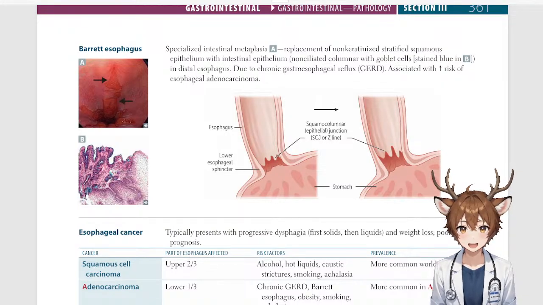What about esophageal cancer? Typically presents with progressive dysphagia, first solids, but then liquids, and weight loss. Aggressive course due to the lack of serosa in the esophageal wall, allowing rapid extension. Poor prognosis due to advanced disease at presentation.